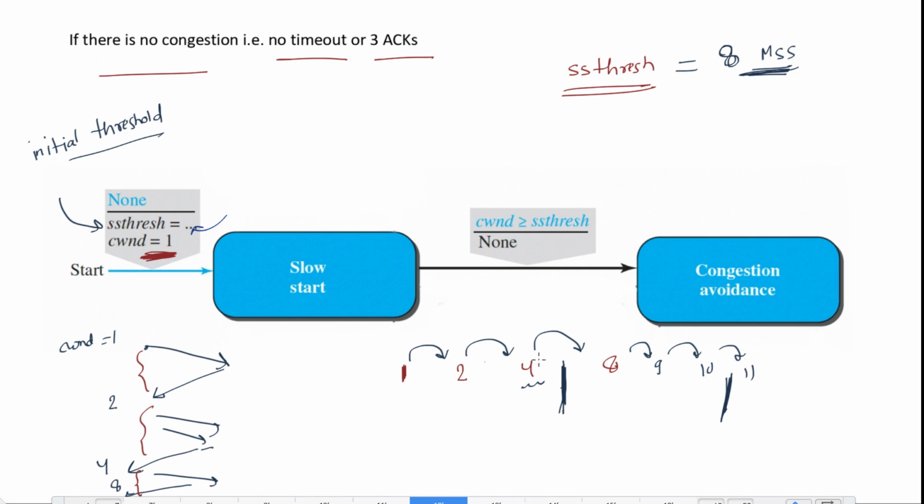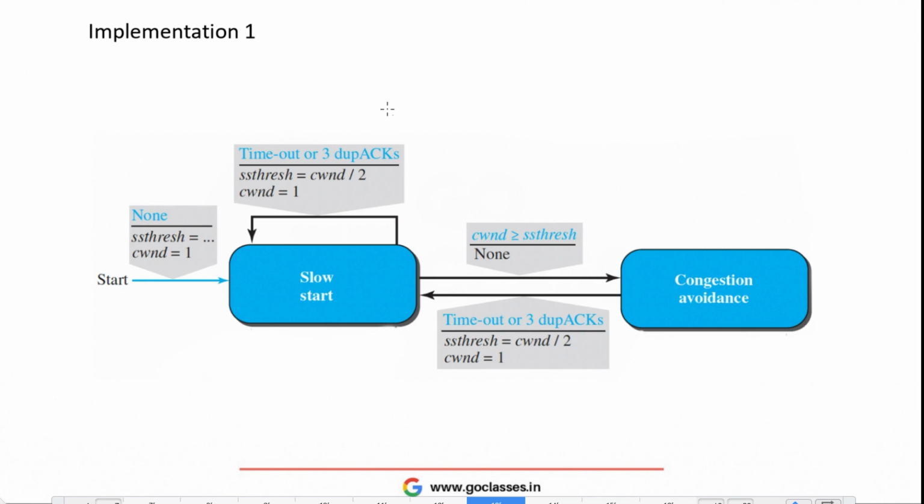There are different implementations, so let me show you. This is implementation 1, which says that congestion may occur either due to timeout or due to 3 duplicate ACKs. You should not differentiate based on what caused the congestion. Timeout or 3 duplicate ACKs, both are the same in this case. This is just one implementation; there are different implementations of TCP. This one is the Tahoe implementation, Tahoe TCP, but you should not worry about the name and these things.